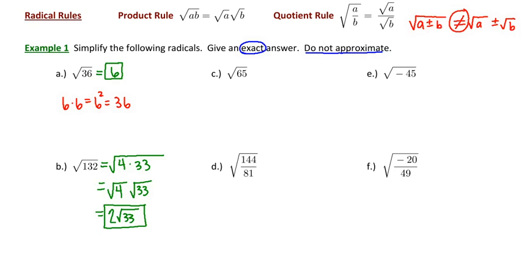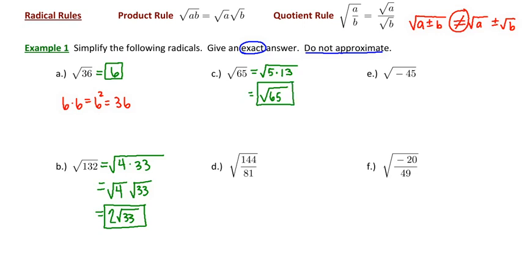Let's look at the next example. We have the square root of 65. Now, the only two factors of 65 are 5 and 13, both of which are prime. There's no factors of 65 that are perfect squares, so I cannot reduce this any further. So square root of 65, in fact, is in simplified form.